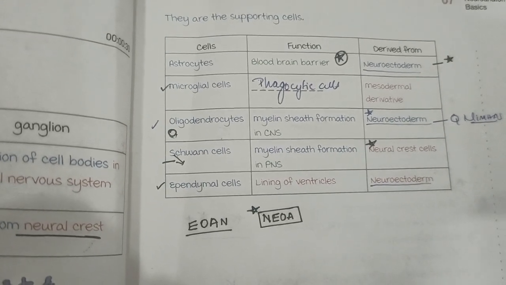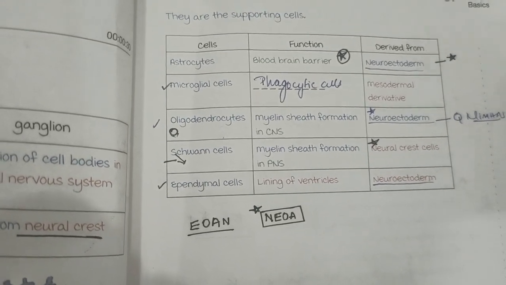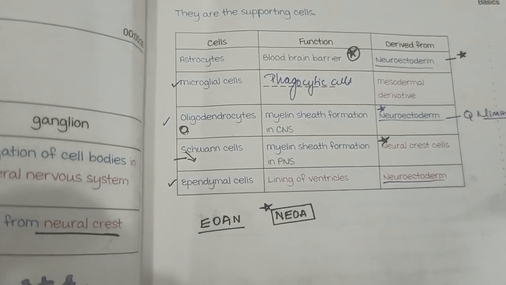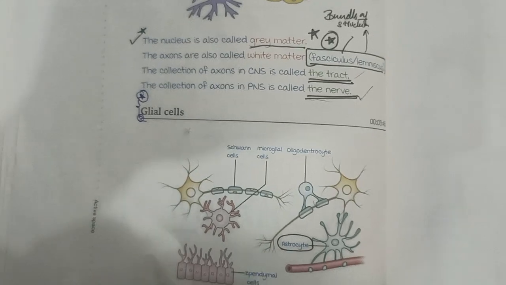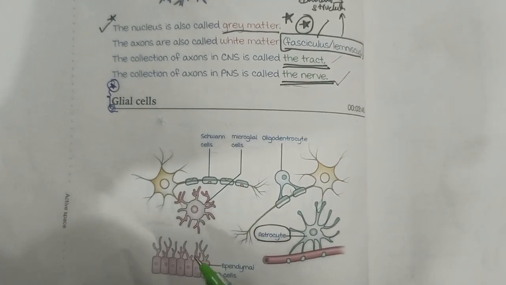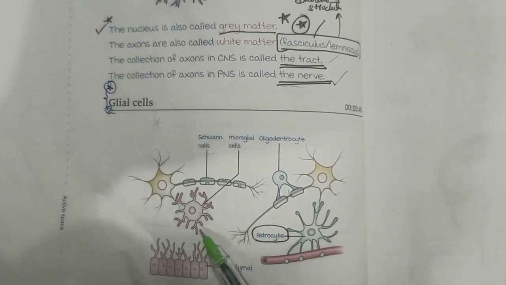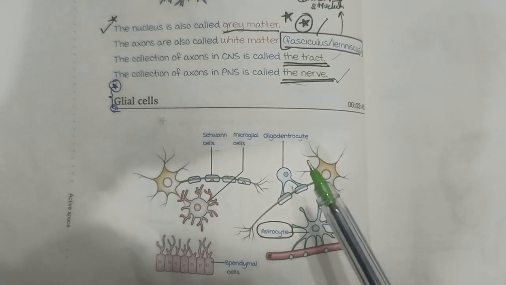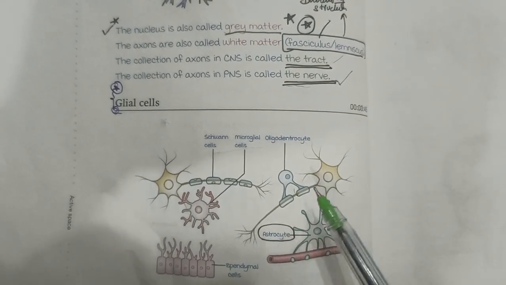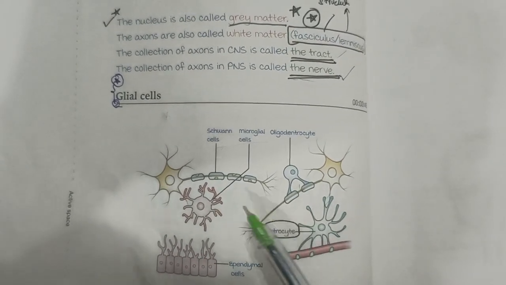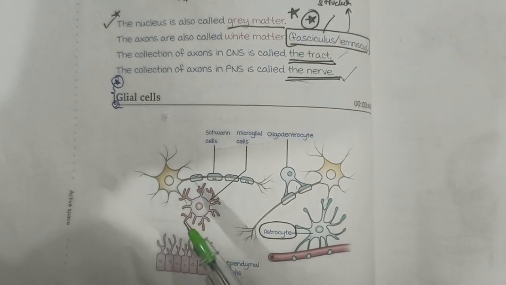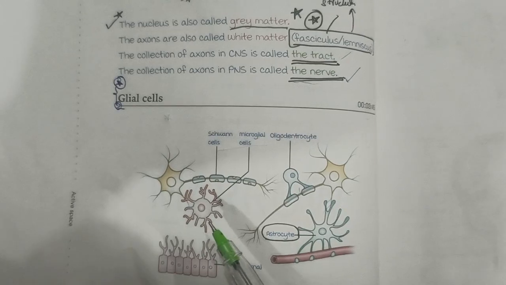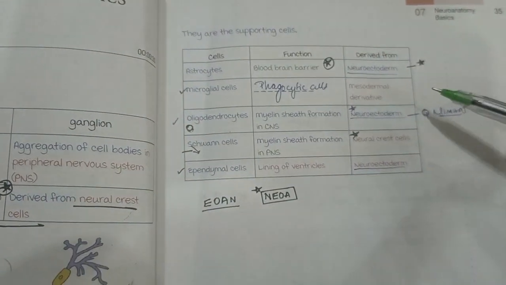Now what are the other two cells? The other is the microglial cell. If you look at this, this is a microglial cell. If you observe carefully, there are astrocytes, and this is the oligodendrocyte, which helps in the formation of myelin sheaths in the CNS. The microglial cells present in between are phagocytic cells. These are derived from mesoderm. So microglial cells are a mesodermal derivative.